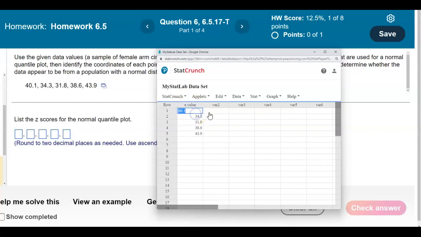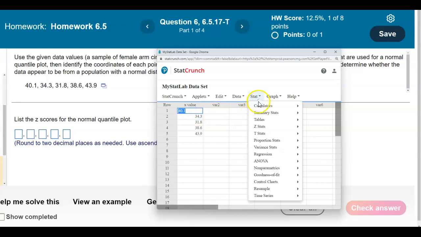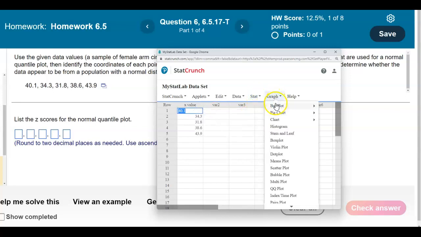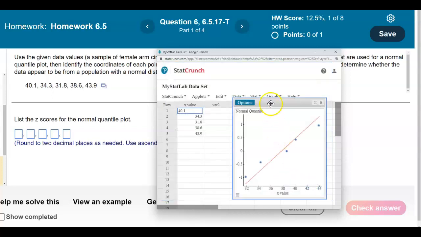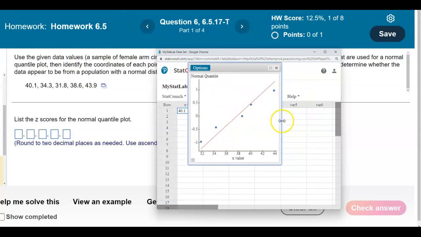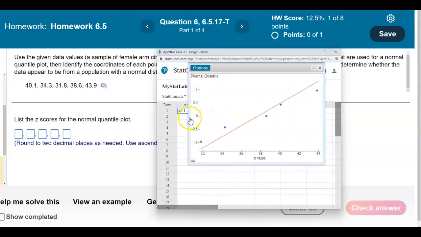Now we're going to go to Stat, then Graph, and scroll all the way down to QQ plot. We're going to select x value, but then we want to make sure that the normal quantiles, meaning the z-scores, are going to be on the y-axis. So let's do that and then select Compute. Now, when we look at this graph, you're going to see the normal quantile plot.